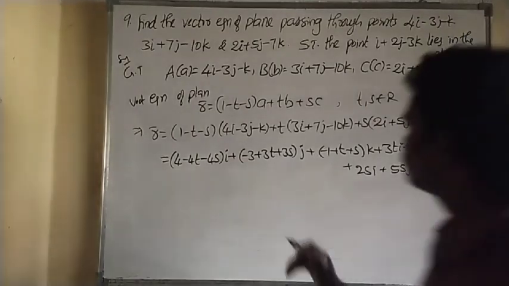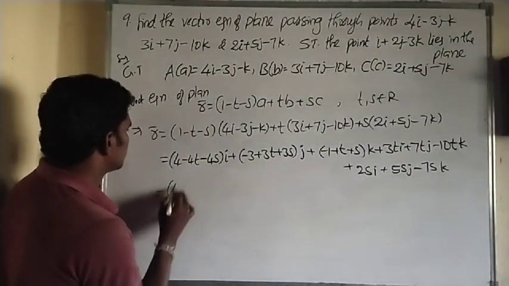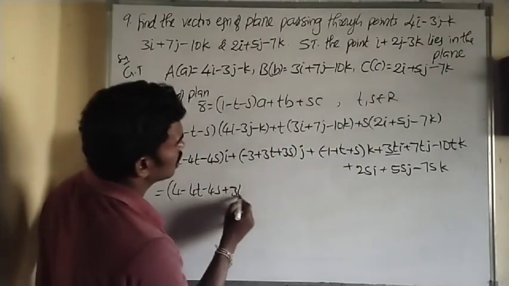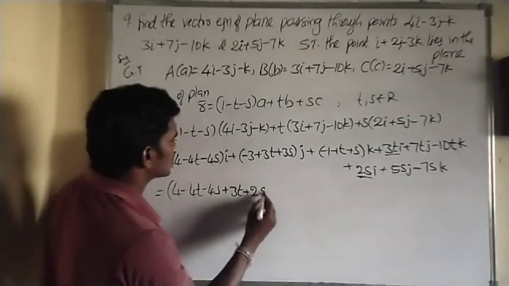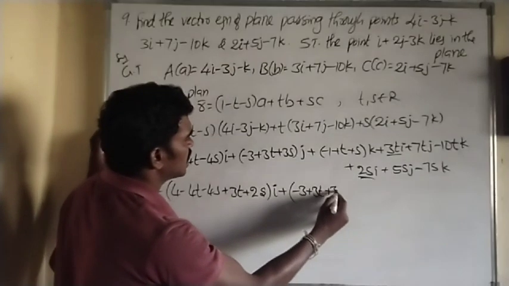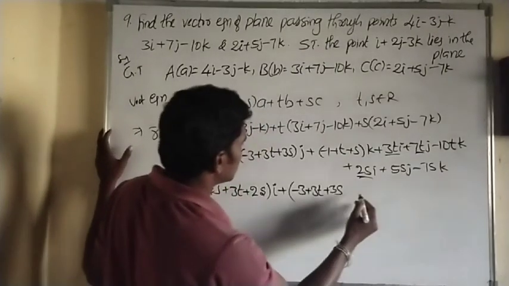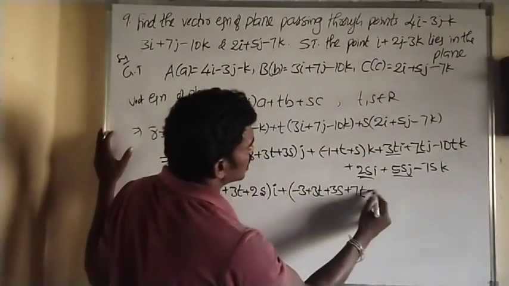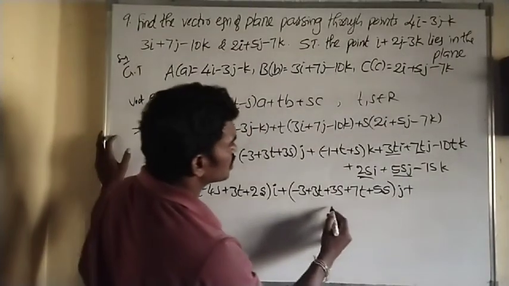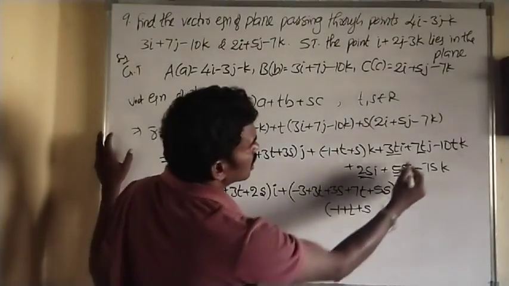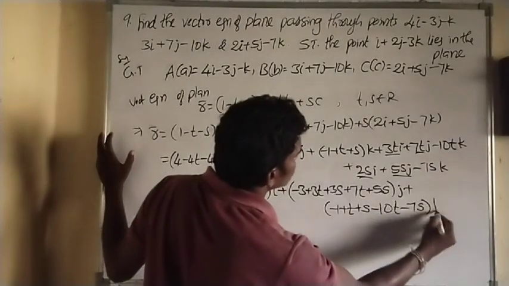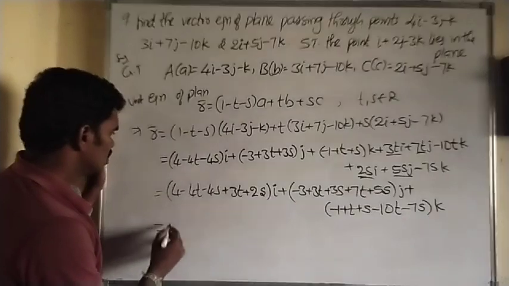Next, the i coefficients. Here the i coefficient is 4 minus 4t minus 4s, here it is plus 3t, and here it is plus 2s, into i. Next, similarly the j coefficients: minus 3 plus 3t plus 3s, here the j coefficient is 7t, and here it is plus 5s, into j. Next, the k coefficient: here it is minus 1 plus t plus s, here it is minus 10t, and here it is minus 7s, into k. So now simplify.